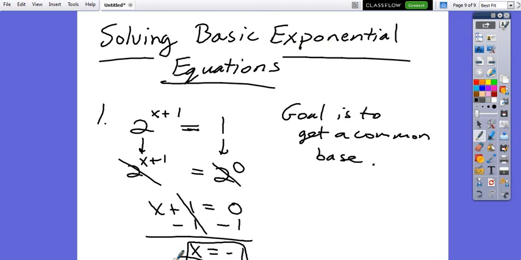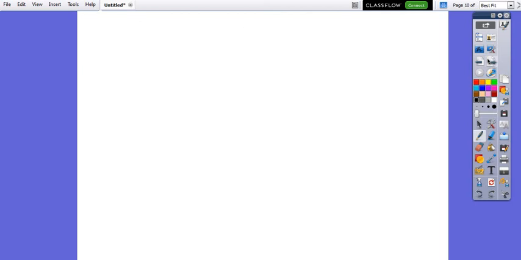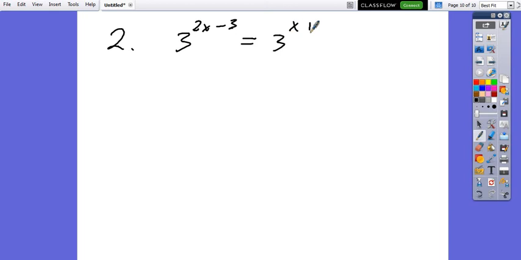All right, let's do another basic problem. Let's say we have 3 to the 2x minus 3 equals 3 to the x plus 5. All right, do I have common bases? Yes. So I can cancel those bases and bring down the exponents, because there is a property in algebra that says if you have bases that are the same, the exponential parts have to also be the same. So now I can solve this equation.